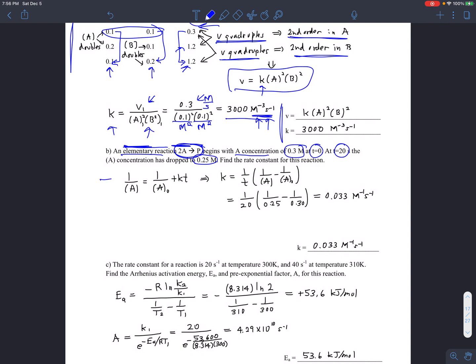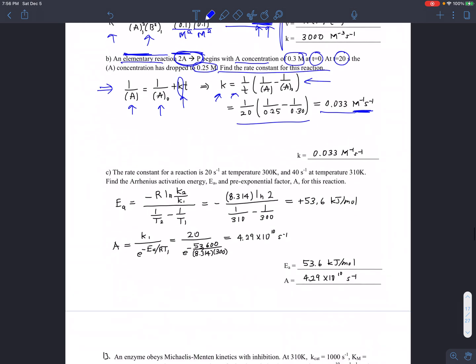For a second order reaction, the integrated rate law is 1 over A equals 1 over A0 plus KT. So we solve for K, right? It's asking for the rate constant. We solve for K. K is equal to 1 over T times 1 over A minus 1 over A0. Now we know all these numbers, so we just have to plug in. And we get 0.033 second order rate constant units, molar to the minus 1, seconds to the minus 1.